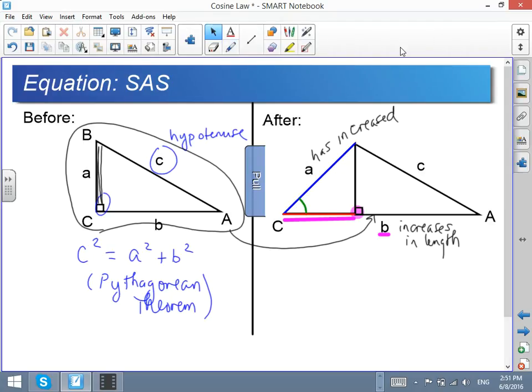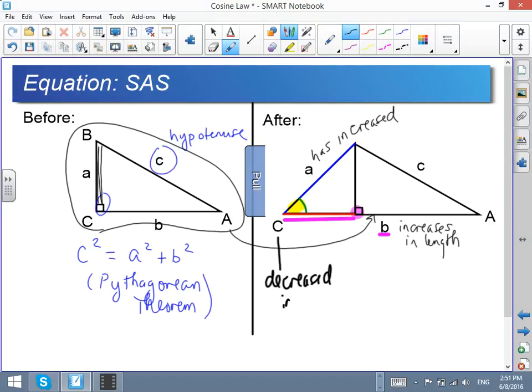Something else has happened too. Take a look at angle C. Angle C, right here, has decreased in size, I should say. So it's gotten smaller. So because of all of these changes, we can no longer use the existing Pythagorean relationship that we had for the triangle here on the left. It doesn't work.